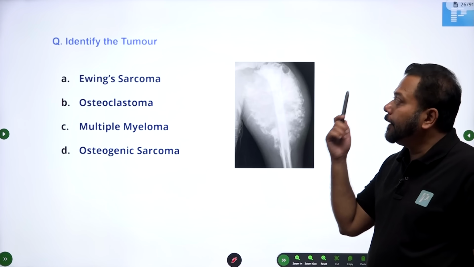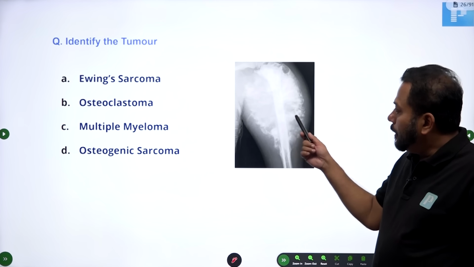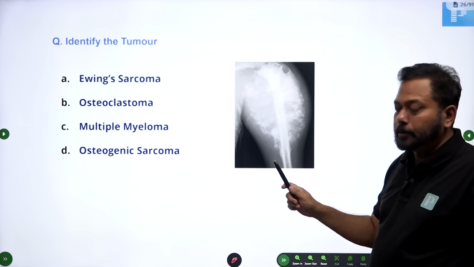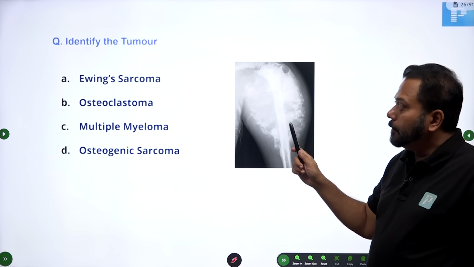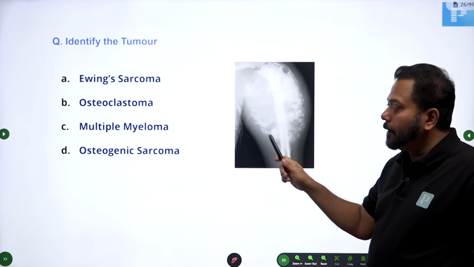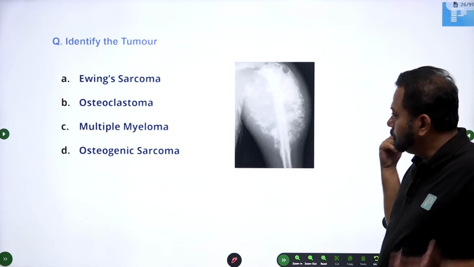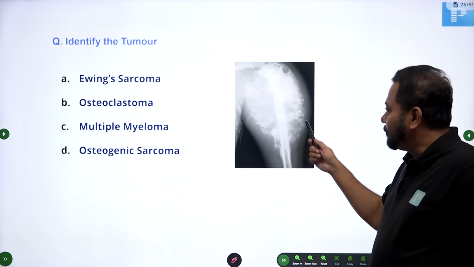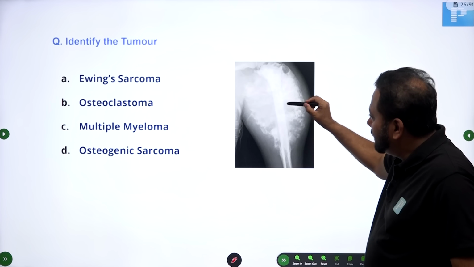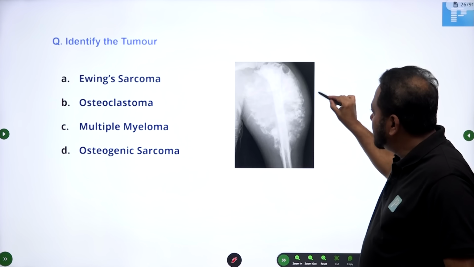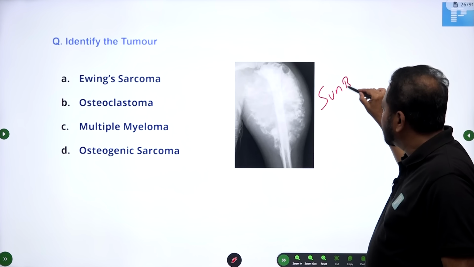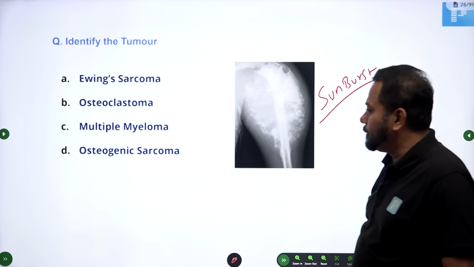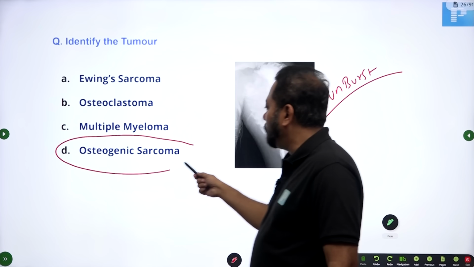We will move on to the next tumor. This is an image-based question. Look at the X-ray, give your diagnosis. The tumor is Ewing sarcoma, osteoclastoma, multiple myeloma, osteogenic sarcoma. By this time you would have guessed. This is the classical sunburst appearance. So the answer is osteogenic sarcoma.